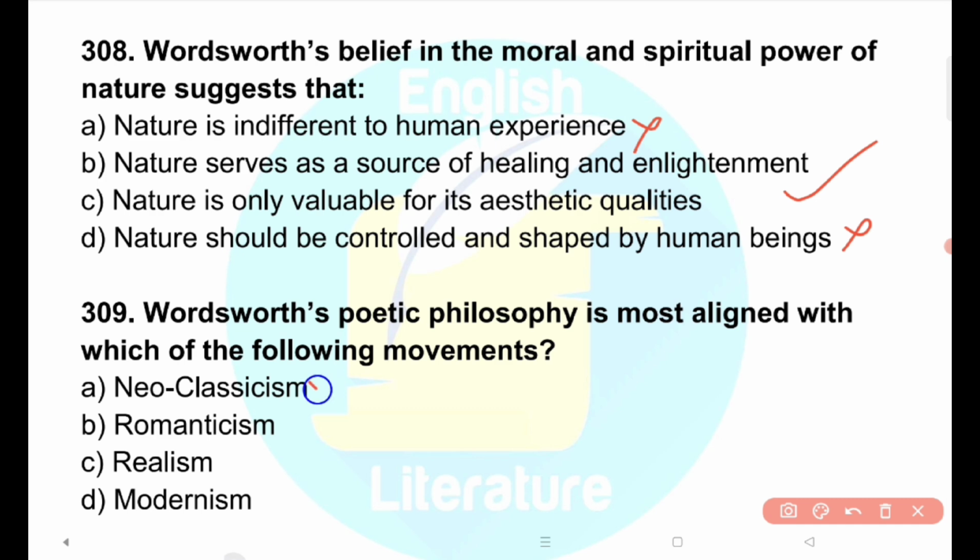Wordsworth's poetic philosophy is most aligned with which of the following movements? Option A, Neoclassicism. Neoclassical poets like Pope and Dryden focused on reason, order, and classical ideals, which Wordsworth rejected. Realism. Realist writers like Dickens and George Eliot focused on society and real-world conditions, which is not Wordsworth's main focus. Modernism. 20th century modernism is experimental and fragmented, unlike Wordsworth's natural and emotional approach. Then option B is the correct answer. Romanticism. Wordsworth is a central figure in Romanticism, emphasizing emotion, nature, and individual experience.